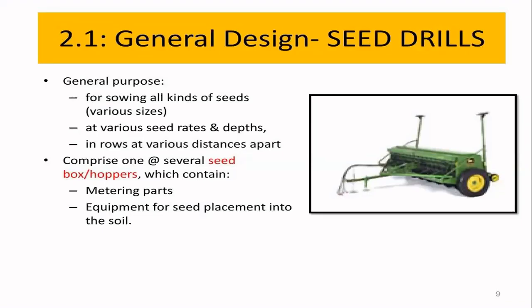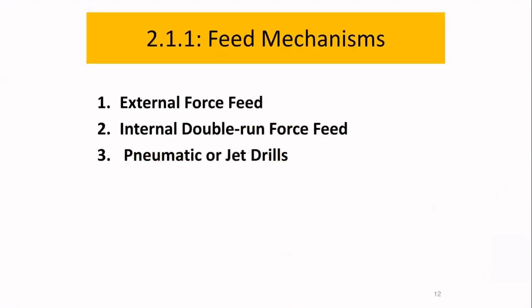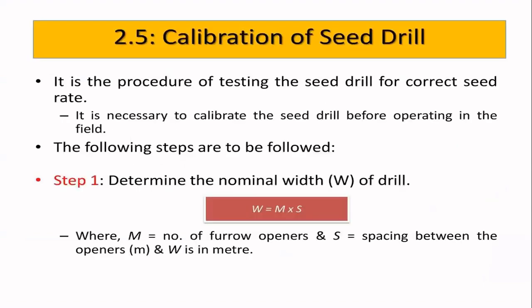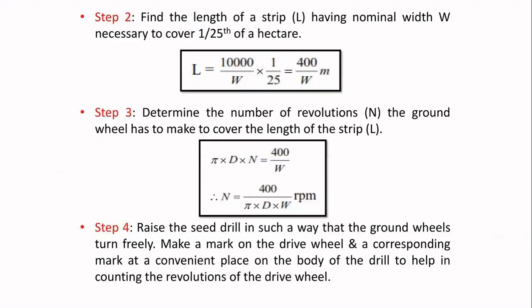So what is this? Seed drill. Feeding mechanism: how the seed will go to the seed metering device. External force feed, internal double run force feed, pneumatic or jet drill. Types of seed drill: semi-mounted, tractor-mounted, power cultivator. So these are the calibration again.